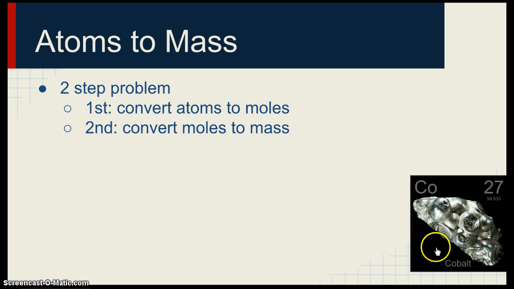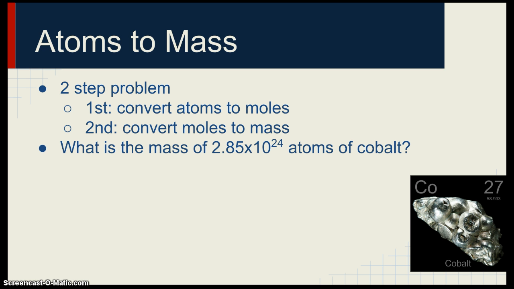So here we have a metal called cobalt. Cobalt's an interesting sort of metal. It's used in some different sorts of applications. You can look that up if you're more interested. So what is the mass of 2.85 times 10 to the 24th atoms of cobalt? Take just a second. Write down the problem. Write down what you have to start with. Write down what you're looking for. And let's proceed from there.